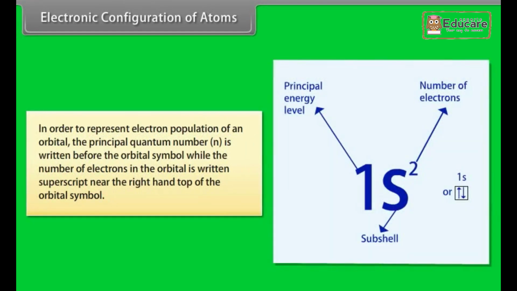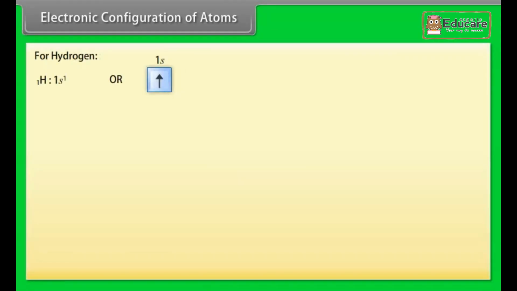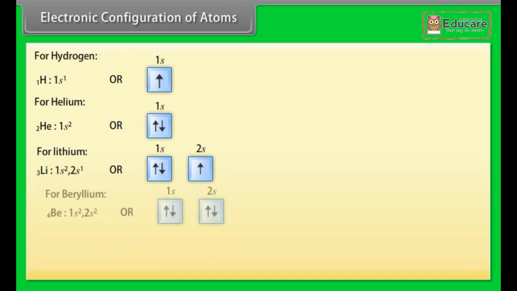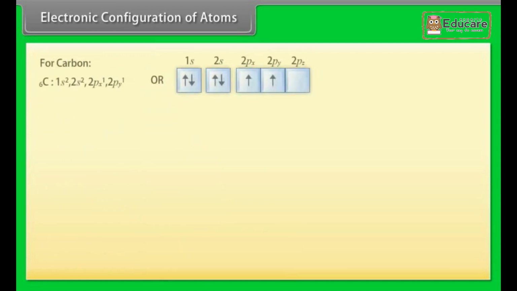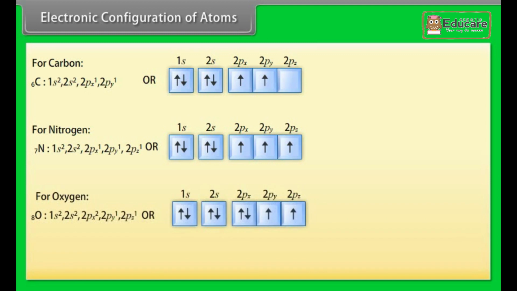Electronic configuration of atoms. In order to represent the electron population of an orbital, the principal quantum number n is written before the orbital symbol, while the number of electrons in the orbital is written as a superscript at the top right of the orbital symbol. If we have two electrons in the s orbital of the first energy level, then it is written as 1s². For hydrogen, helium, lithium, beryllium, boron, carbon, nitrogen, oxygen.